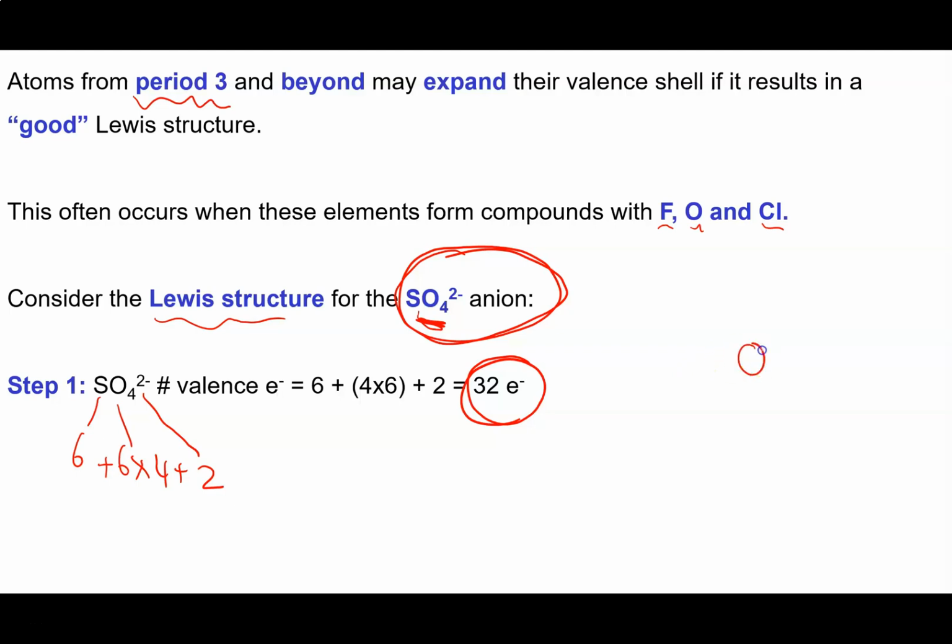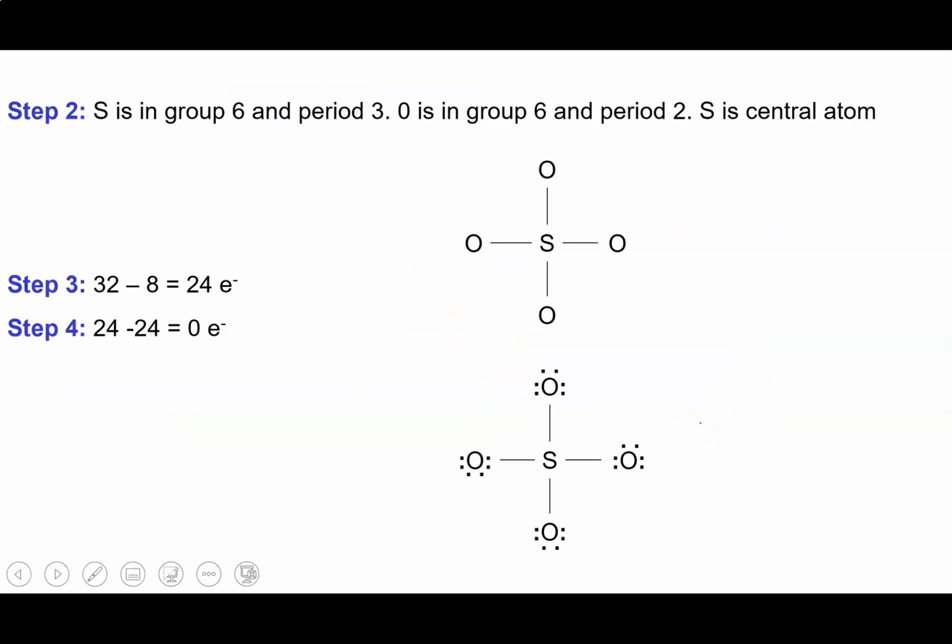Now, oxygen and sulfur are both in group 6, but sulfur is lower down. What that means is that sulfur is going to be our central atom, and the oxygens are going to be our outer atoms. To attach the oxygens just to get the basic structure, we need to use 2, 4, 6, 8 electrons. So 32 minus 8 gives 24 remaining.